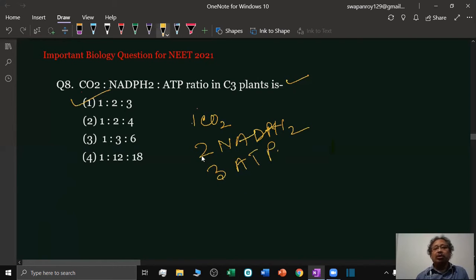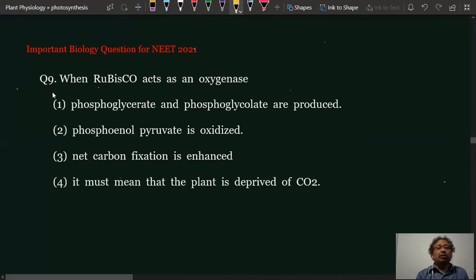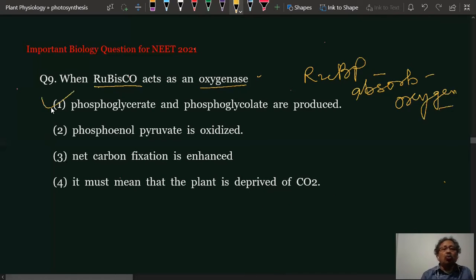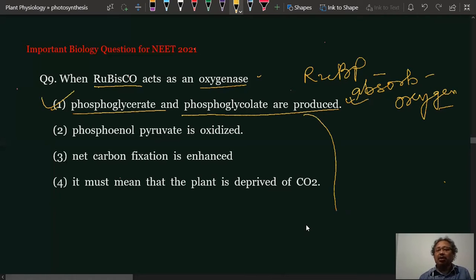Okay, so 1:2:3. Question number 9, when Rubisco acts as an oxygenase, in that case 1 molecule of phosphoglycerate and 1 molecule of phosphoglycolic acid are produced. And this is the beginning of photorespiration.